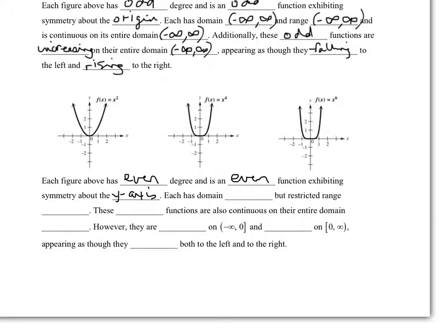Now, we do know something about the domains on these. Hopefully you could tell me the domain is from negative infinity to positive infinity, but my range is restricted. The smallest value you see in the range is 0. Remember, we have to read range from bottom to top. And it starts at 0, goes to positive infinity. Now, you need to ask yourself, does 0 need a parenthesis or a bracket? It's a bracket. These even functions are also continuous on the entire domain from negative infinity to positive infinity.